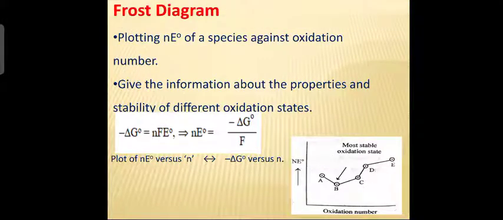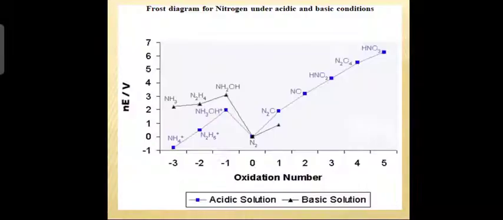A rough plot is given here, n E naught versus oxidation number. You can see here the most stable oxidation state has the lowest value for n E naught. This is the Frost diagram for nitrogen under acidic and basic conditions. If the point for a species lies above the line joining the 2 points representing 2 other species, then that species will be thermodynamically less stable than the other 2 species. If the point for a species lies below the connecting line, then it would be thermodynamically more stable than the other 2 species.